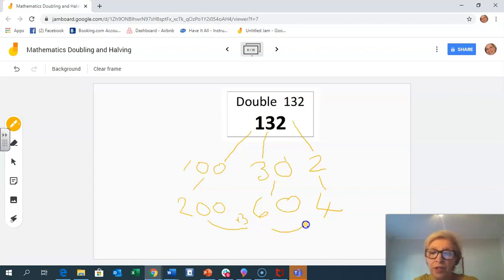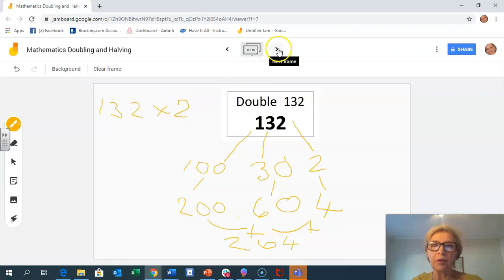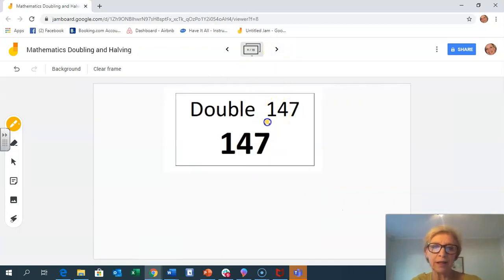So 200 plus 60 is 260, and then plus 4 is 264. Another way of writing that is 132 multiplied by 2, but you probably won't be doing those right now, but just to drop that into your minds while you're thinking. Here's another one.